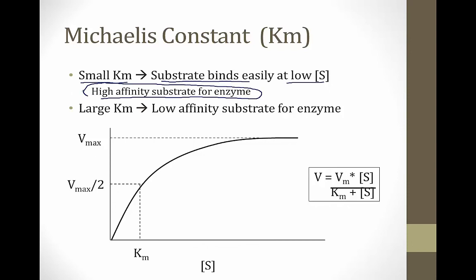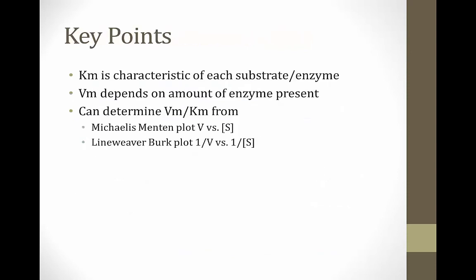On the other hand, if you have a large Km, this means you have a low affinity of the substrate for the enzyme, and you're going to need a lot of S. You're going to need to go very far out on this x-axis in order to reach Vmax when the Km is large. So let's review some of the key points that we've discussed up to this point.